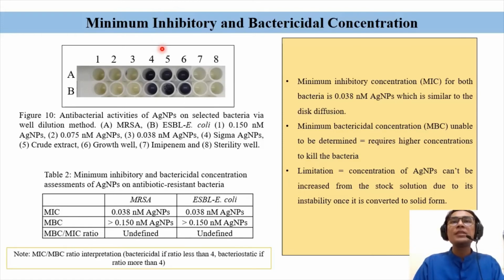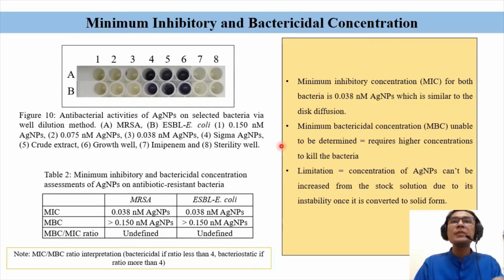So for minimum inhibitory and bactericidal concentration, the MIC, minimum inhibitory concentration, complements the diffusion result, which is inhibition at 0.03 nanomolar of silver nanoparticles. Why do we also do minimum inhibitory concentration? Because sometimes silver nanoparticles act differently on solid media in comparison to liquid media, because the diffusion rate on solid media is much lower compared to liquid media.